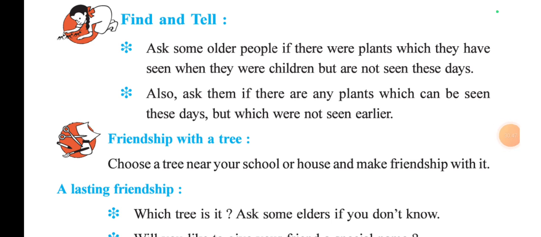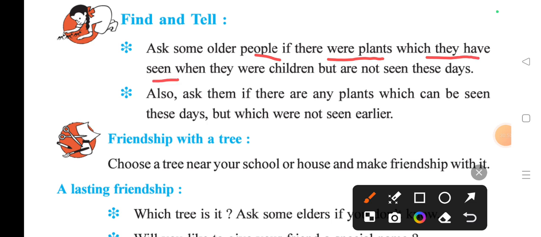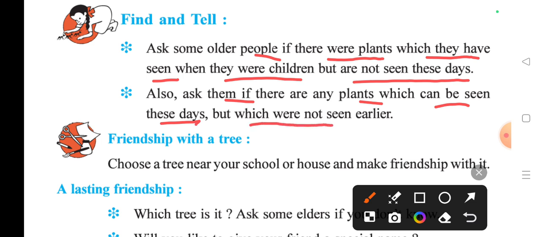Now find and tell. Ask some older people if there were plants which they saw when they were children but are not seen these days. Yes, children, for this you have to have a conversation with or ask elder people like your grandparents, dada dadi, nana nani. Okay, and also ask them if there are any plants which can be seen these days but were not seen earlier. Okay, so you have to ask both questions.